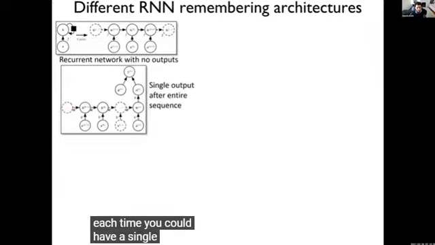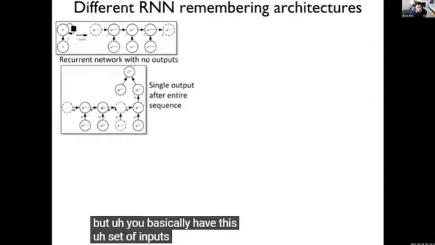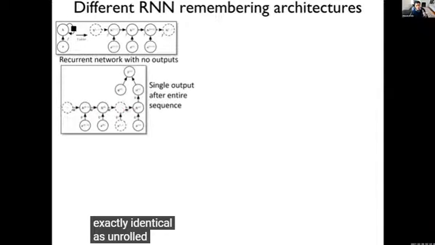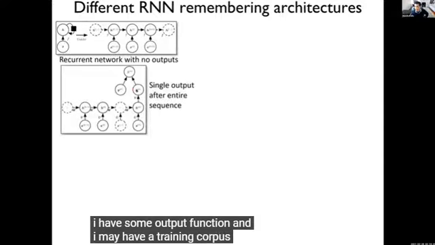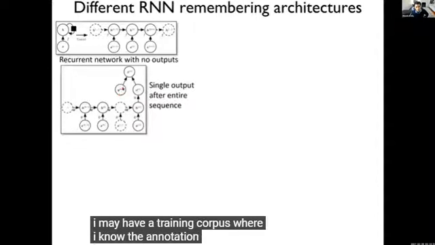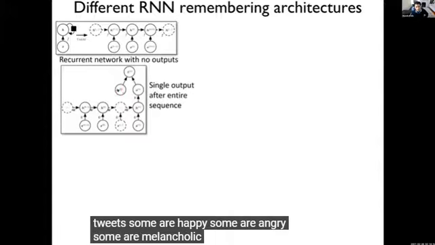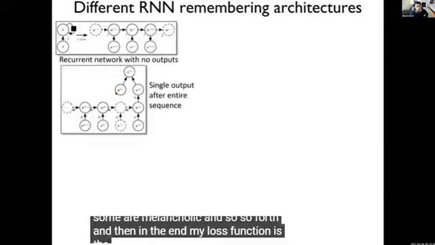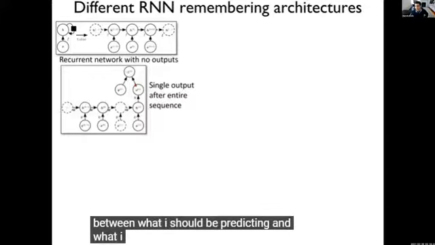You could have a single output after the entire sequence. For example, you could say, okay, I'm reading a big passage on Twitter, and then I'm trying to decide if the person is happy or angry or, I don't know, tired, etc. On Twitter, it's probably angry. But you basically have this set of inputs that are being computed exactly the same way at every time. So all of these weights are exactly identical as unrolled over time. And then in the end, I have some output function. And I may have a training corpus where I know the annotation of a bunch of tweets. Some are happy, some are angry, some are melancholic, and so on and so forth. And then in the end, my loss function is the discrepancy between what I should be predicting and what I am predicting in my network.